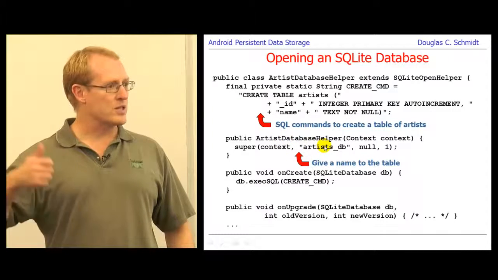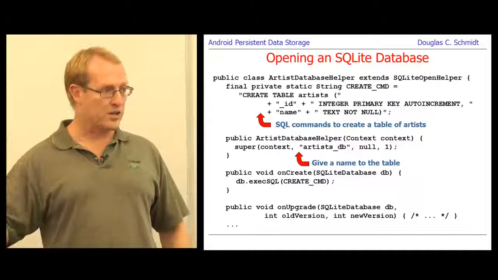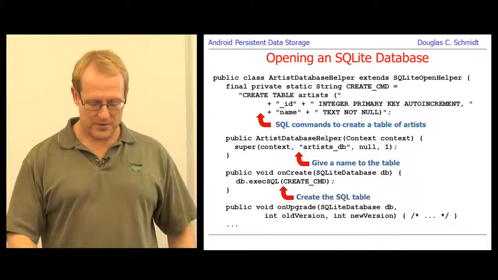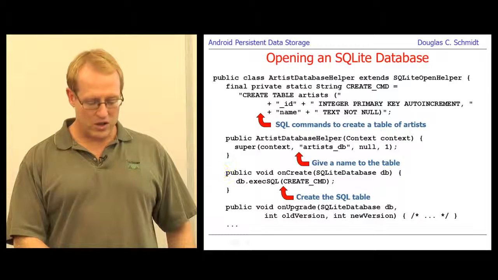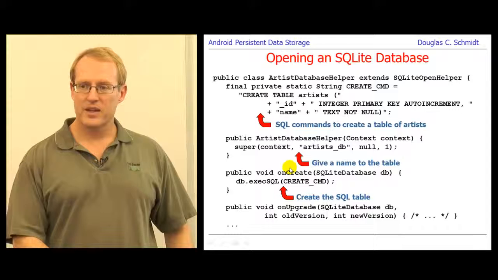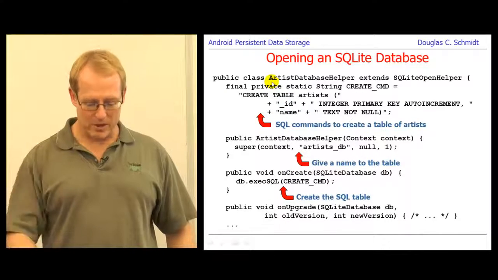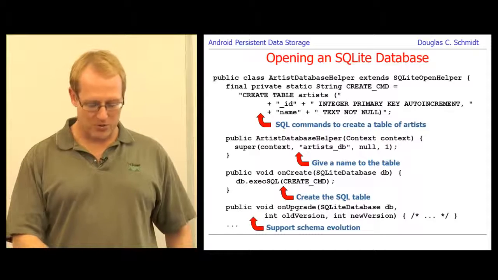As you can see, the constructor calls up to the superclass and gives a name to the table, so it's going to call it the artist DB or artist database. The onCreate call goes ahead and says, hey database, please execute this command. And this command is the one that creates the table. So at that point the table will be created if it hadn't already been called before.